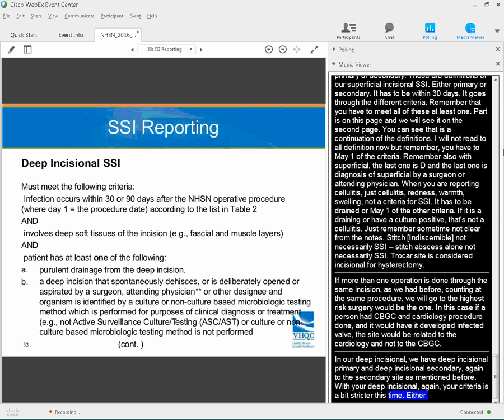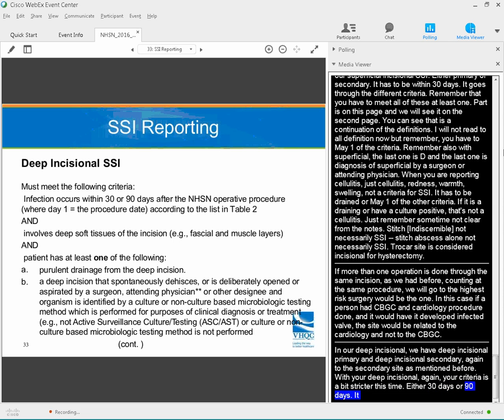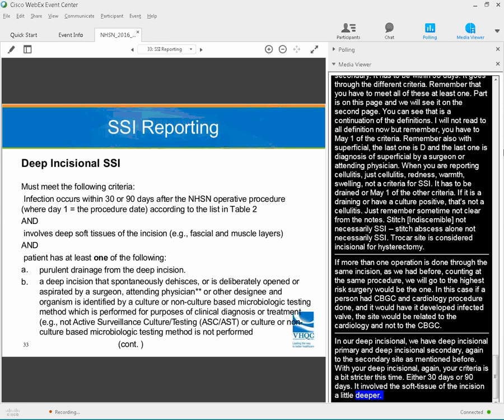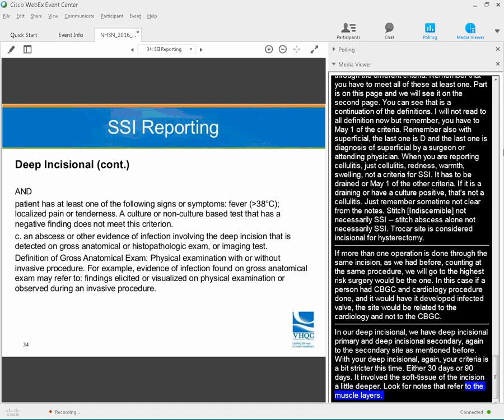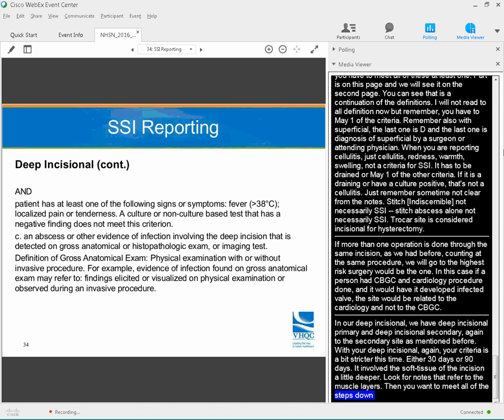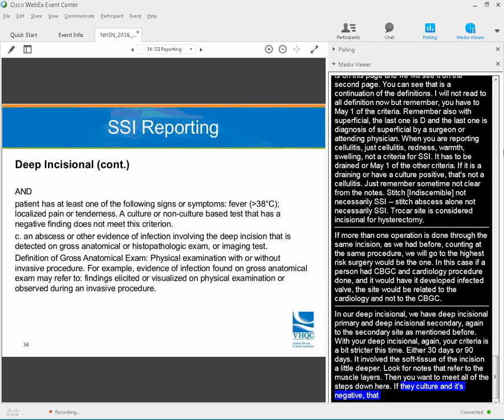So you want to look for notes that refer to the fascial muscle layers. And then you want to meet all the rest of these definitions down here also. Remember, if they culture it and the culture is negative, then that does not count. That's one of the criteria you won't be able to use. So it's real important to make sure it actually meets the definition.